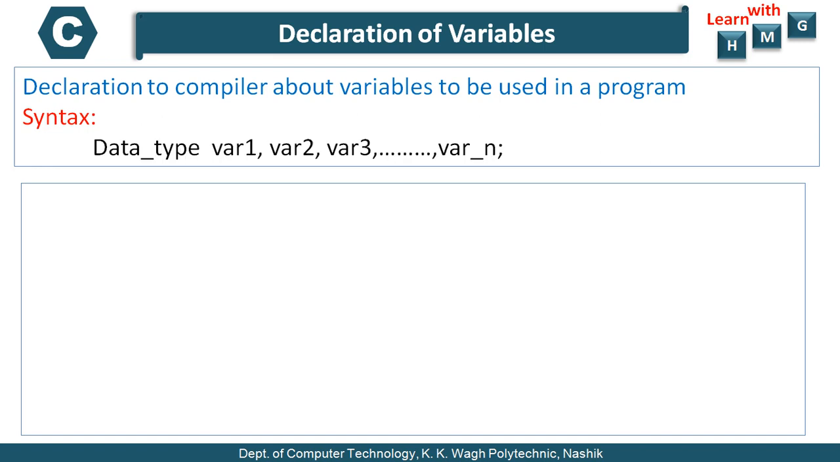So this is the syntax of variable declaration. First of all, you have to mention the data type, then the list of variables separated by commas: variable 1, variable 2, variable 3, and so on, n number of variables you can declare, ending with a semicolon. Let us have some examples.